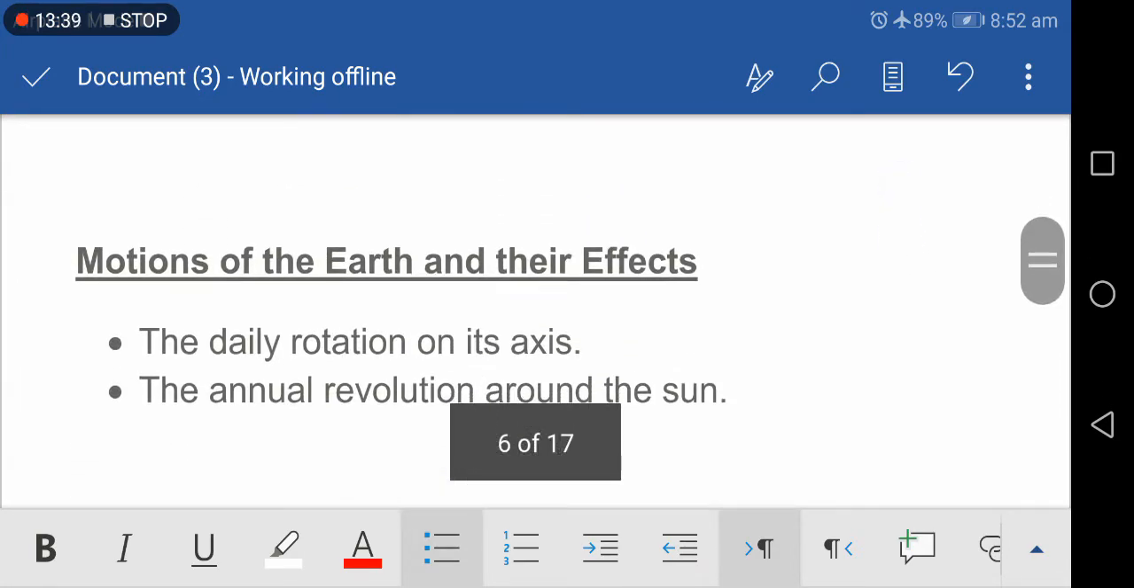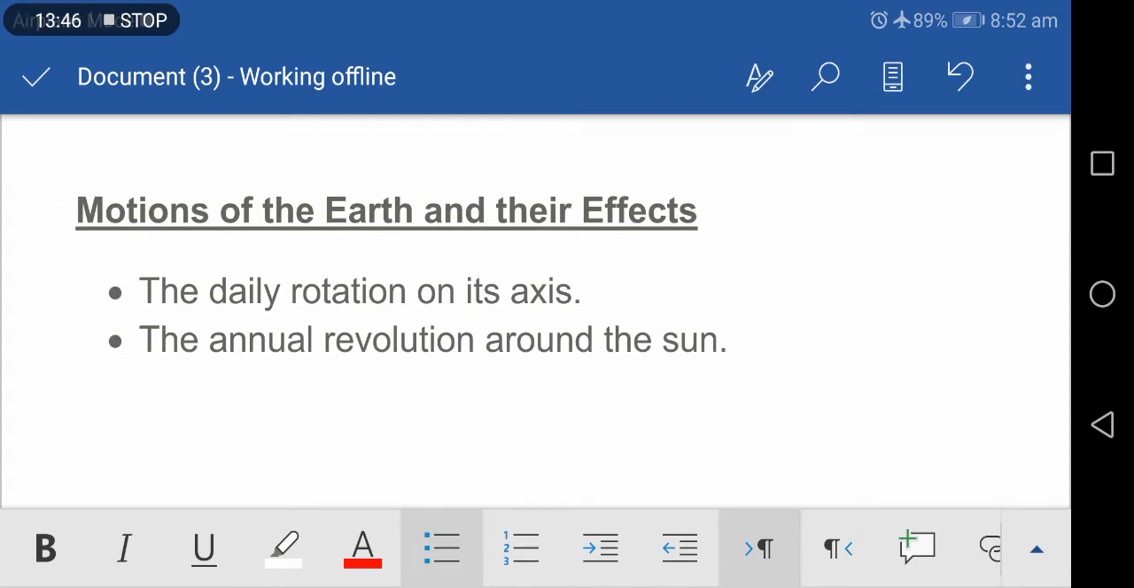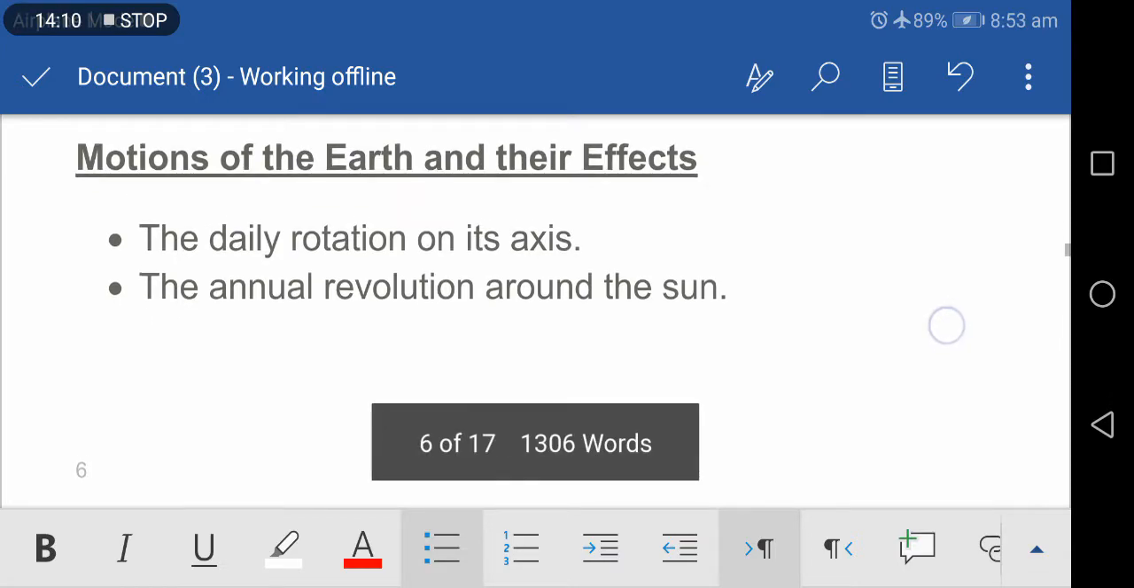Okay, next one is motions of the earth and their effects. The earth has two motions: the daily rotation on its axis and the annual revolution around the sun. The Earth completes one rotation on its axis in about 24 hours, which is called its daily motion. Besides rotating on its axis, the Earth is also revolving around the Sun and completes one revolution in about 365.25 days, called the annual motion.